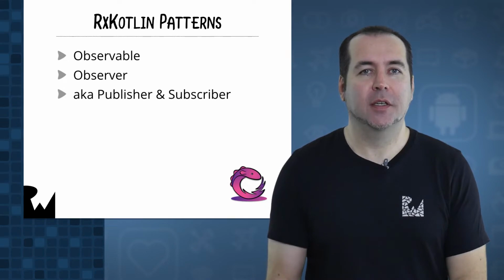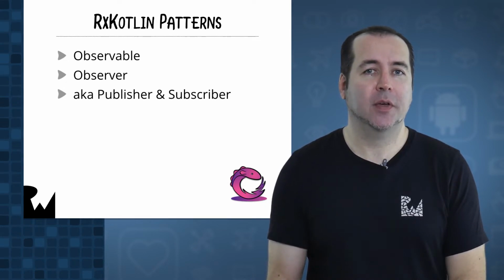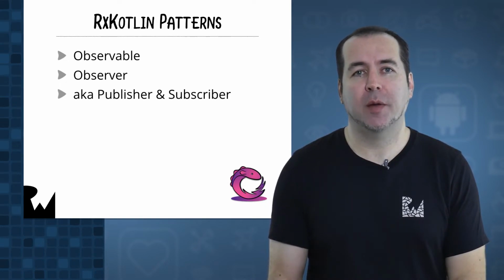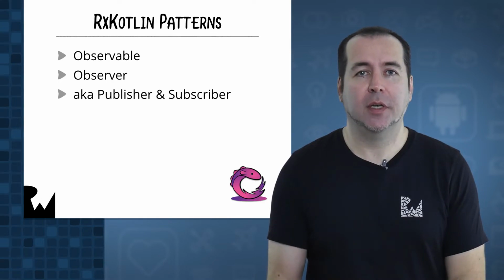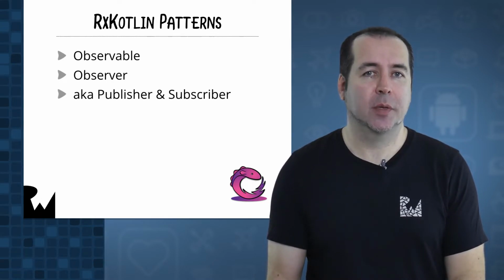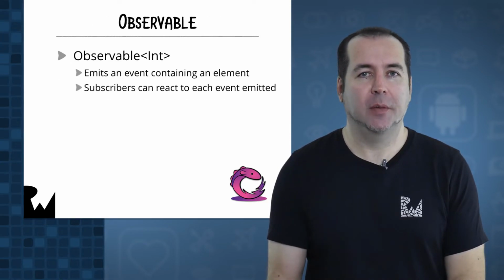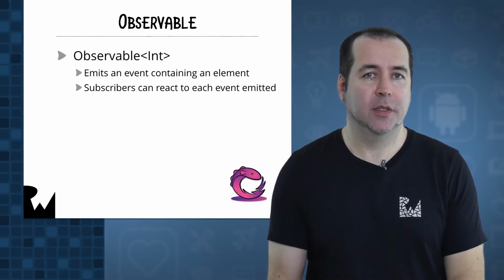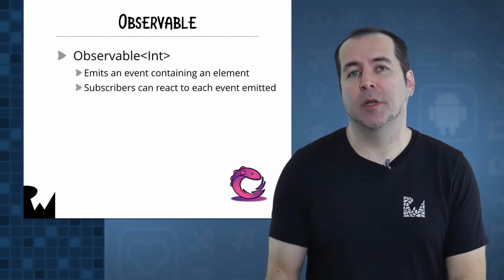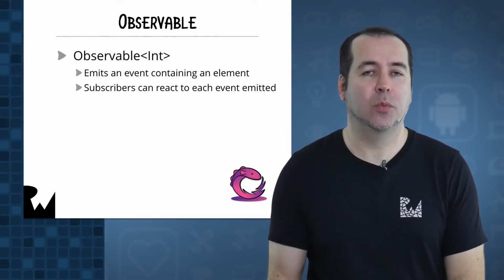Now, all that being said, RxKotlin, really ReactiveX overall, is based on two primary patterns, Observable and Observer, which are also sometimes called Publisher and Subscriber. You're going to create observable sequences and observe them in a reactive manner, a lot. The primary base type in RxKotlin is Observable. It's a typed sequence that can emit 0 or more elements, such as integers, over time to subscribers. Actually, an observable won't emit anything unless it has at least one subscriber.